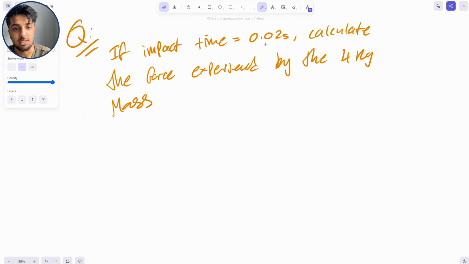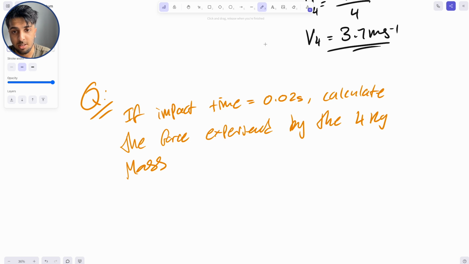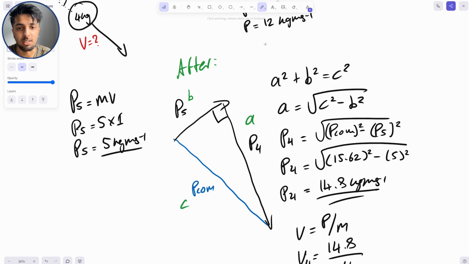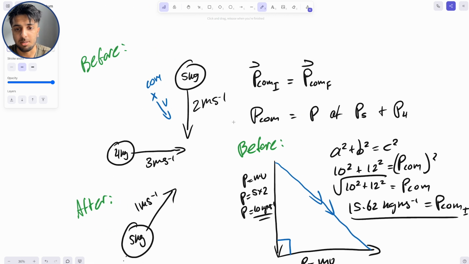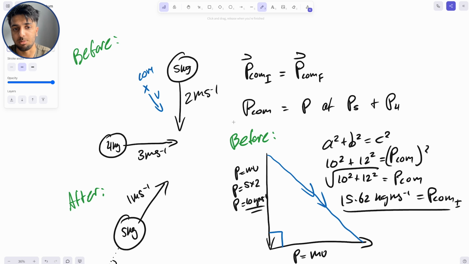We're going to be looking at this question here, which is: if the impact time is 0.02 seconds, calculate the force experienced by the 4 kg mass. Now, if you're not familiar with what I mean by the 4 kg mass, you probably need to at least watch the previous video, which is part 2, where we go through this problem here. That will give you some background information on what's going on. But if you've already watched that, then sweet as.